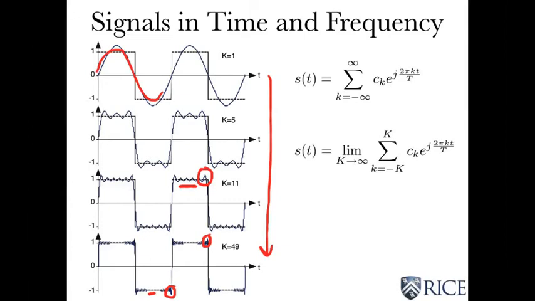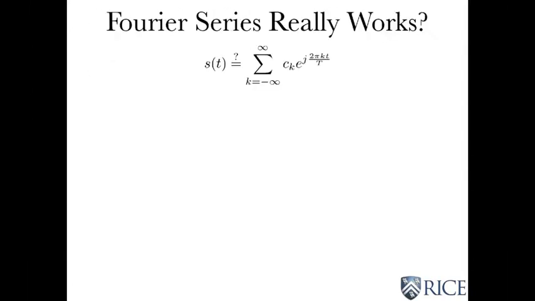Well, let's think about this. If we start with a discontinuous signal, like a square wave, complex exponentials are all continuous. How can a sum of continuous things add up to be a discontinuous thing? How can this be true? So we have to call into question the fact that this may not work right. Does the Fourier series really work?